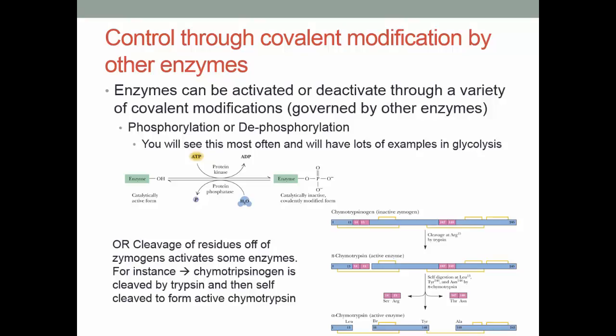As we begin investigating the regulation of various metabolic pathways such as glycolysis or gluconeogenesis, we see that the covalent modification of enzymes through phosphorylation or dephosphorylation is often used. Typically, these types of modifications are themselves governed by other enzymes. Zymogens are inactive forms of enzymes that require the cleavage by another enzyme in order to become active. For example, chymotrypsinogen is cleaved first by trypsin, then it is self-cleaved to form the active enzyme chymotrypsin, a very important protease that we have already studied and will study in more depth later.